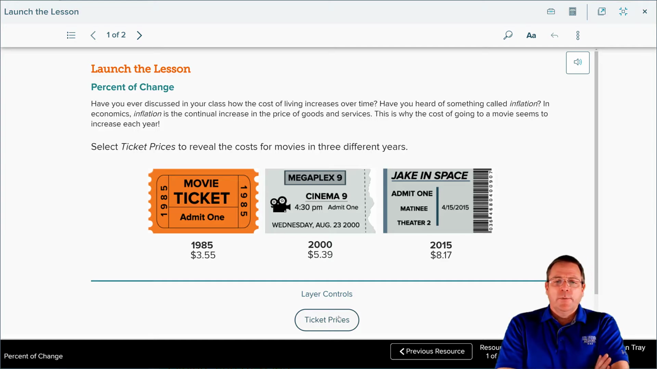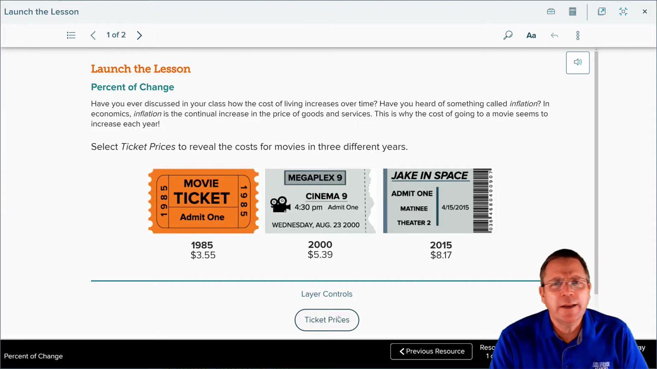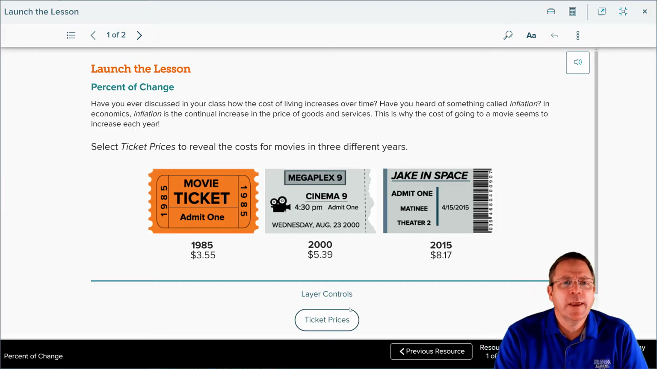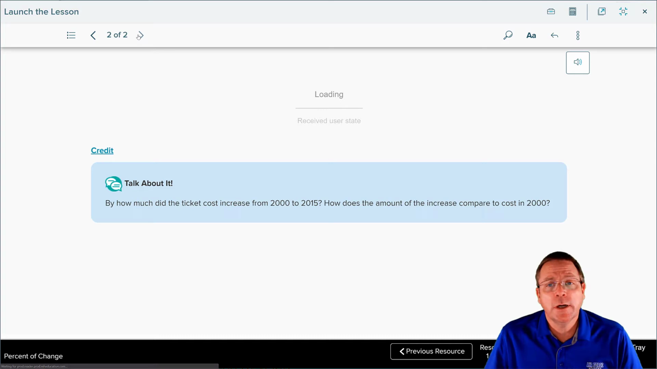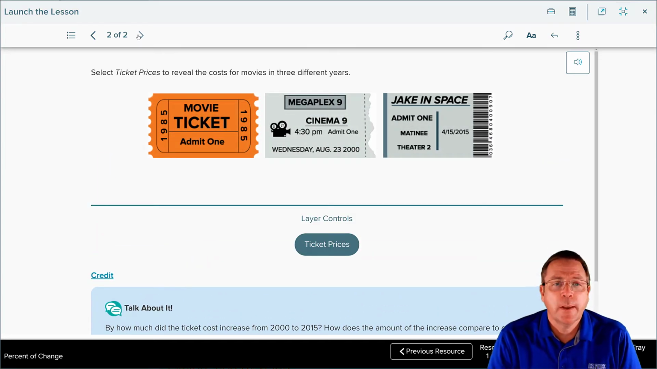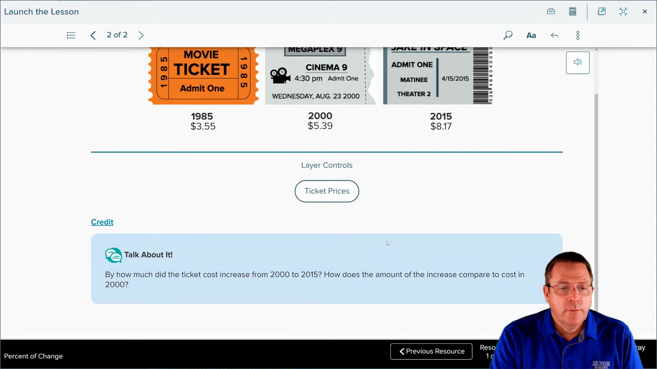In 2000, it was up to $5.39. In 2015, it's up to $8.17. And I think now it's somewhere in the neighborhood of $13, $13.50 per ticket, which makes it pretty dang expensive to go to the theater to watch a 2-hour show, particularly if you take in a whole family. Select ticket prices. Yep, we have no idea what that's for.